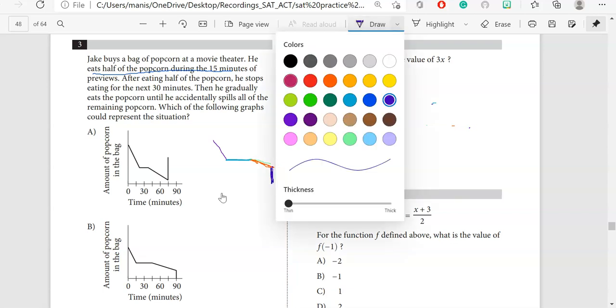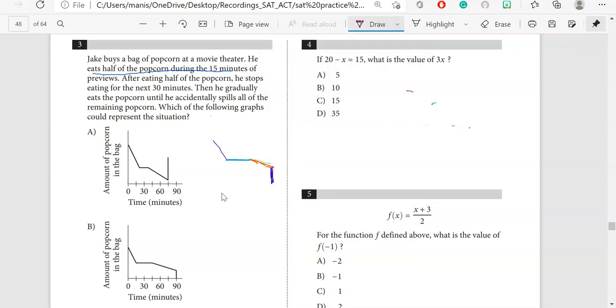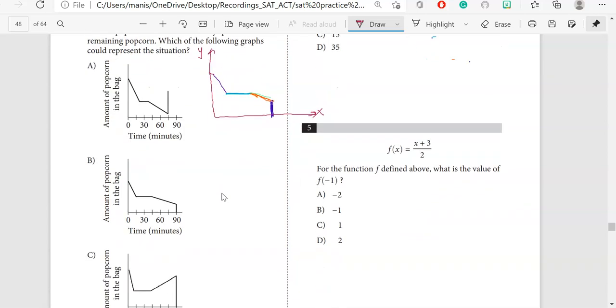So what I will do is I will draw my graph over here. It should look like this. Okay, so this is my y, this is my x. So I will look over here, which is the graph which looks like this. Okay, in this graph, if you see, suddenly it's going up. This means the amount of popcorn is increasing. This cannot be the correct answer.